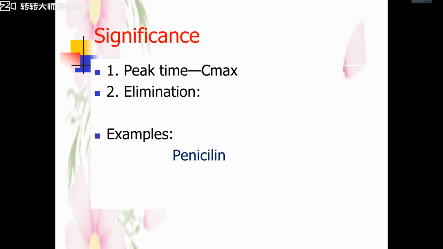But the drug penicillin G, natural penicillin, is short-acting, a short half-life drug. Only 15 minutes. So for this reason, in clinic, our patients should use the drug each day 2 to 4 times intravenously to reach the steady state.